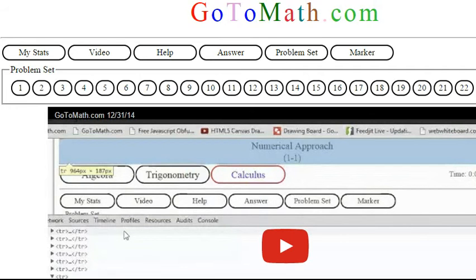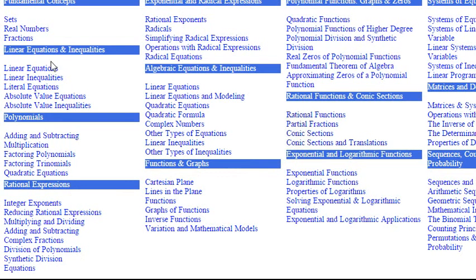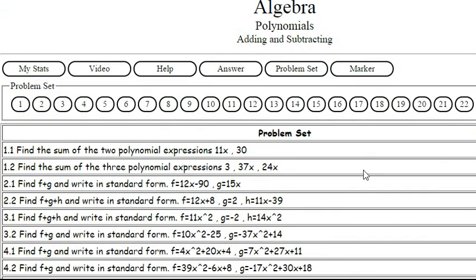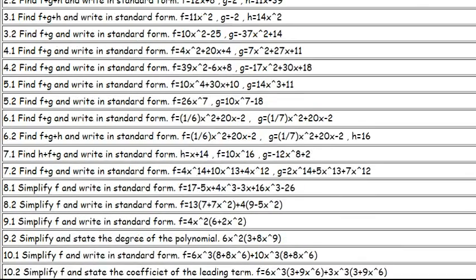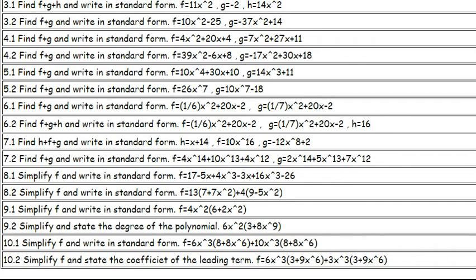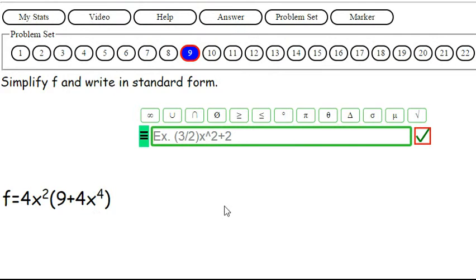Alright. We're at GoToMath.com. Come up here, click Algebra. No, you can't see that. Let's go down to adding and subtracting polynomials. And I believe we're going to be down here to 9.1. Looks like a good place. Alright, we're asked to simplify f and write in standard form.